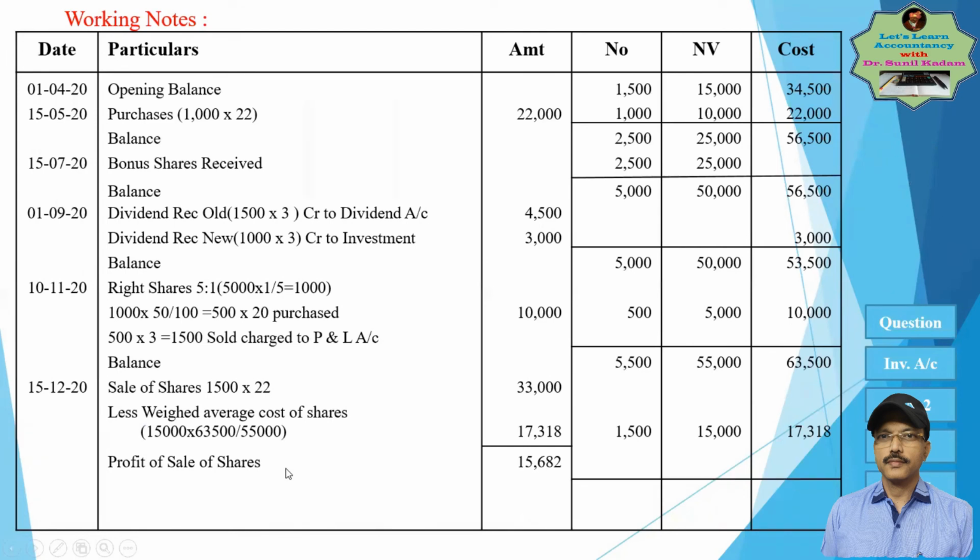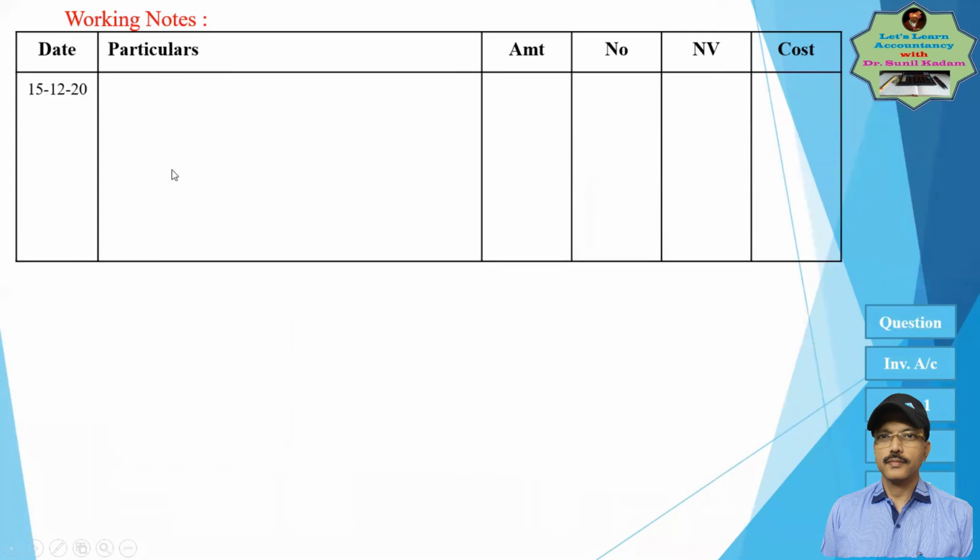After the sale, the balance available on 15th December is 5,500 minus 1,500, 4,000 shares, 55,000 minus 15,000 is 40,000, and the balance 46,182. This is what is available to us. We have finished this slide. So we will go to the next slide and carry forward the balance 4,000, 40,000 and 46,182. So here the 15 December balance 4,000, 40,000 and 46,182 is carried forward.